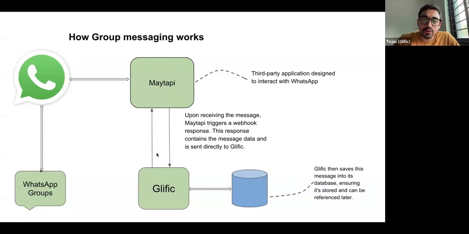At the same time, when you want to send a message to the WhatsApp groups, you can obviously send directly from your phone number. But if you want to send to multiple groups at the same time or schedule in advance, you can use the features of the Glyphic platform. That is then routed through MateAPI, which simulates WhatsApp Web, sending the messages to all these groups.